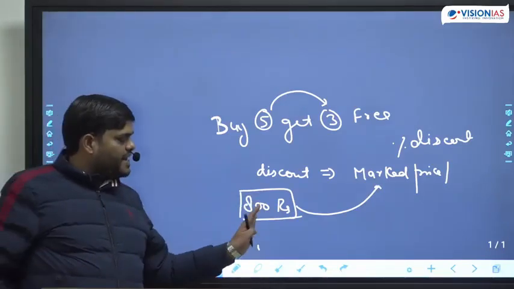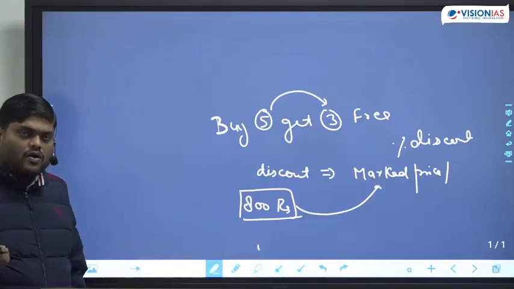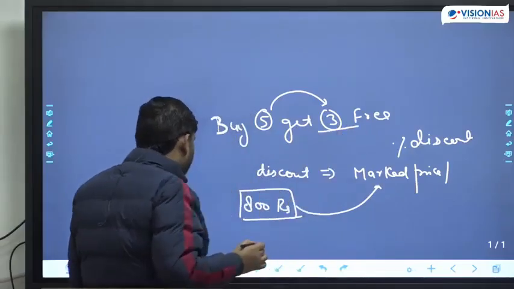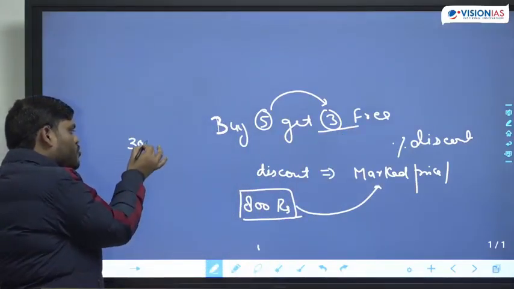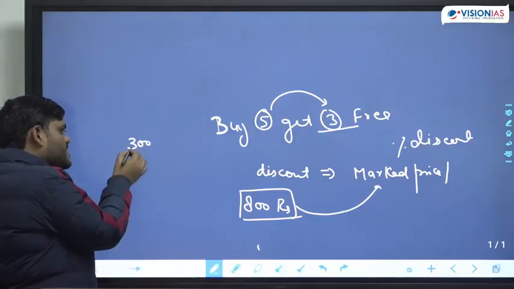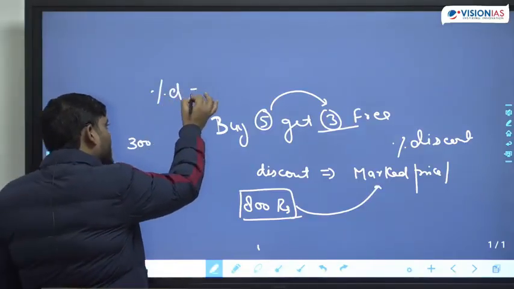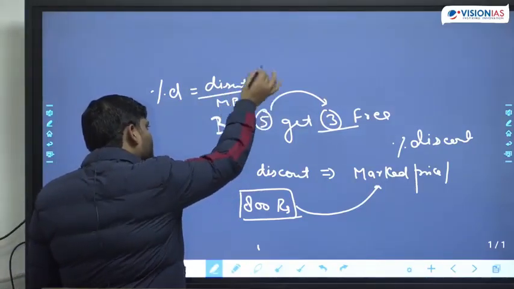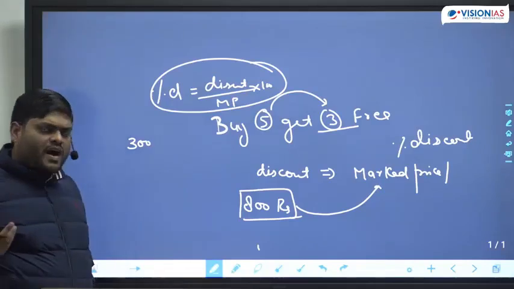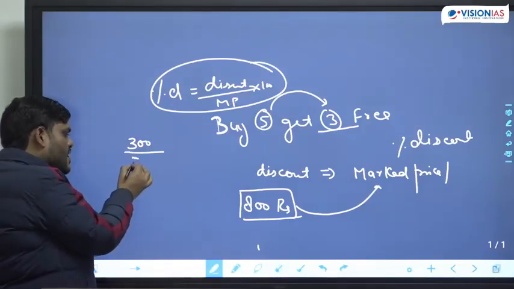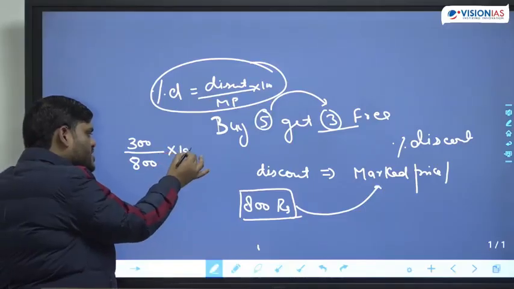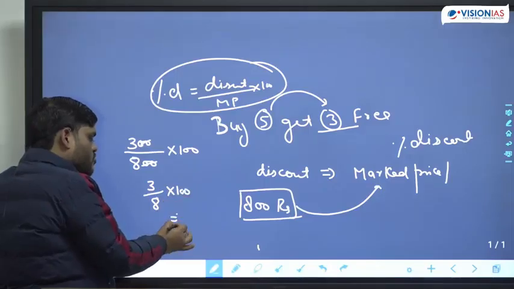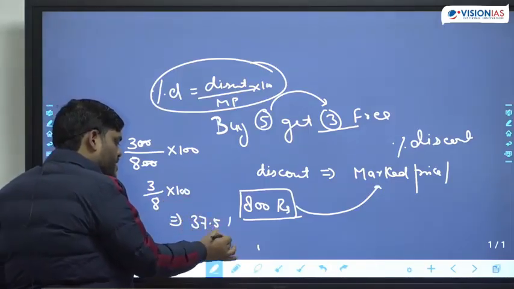So the total mark price is 800 rupees. Now, how much discount is the shopkeeper giving? The shopkeeper is giving 3 items free, that means 300 rupees discount. So how do we find the percent of discount? Percent of discount is discount upon mark price into 100. Simple thing: discount is what percent of mark price? Discount is 300, mark price is 800. So it is 3 by 8 into 100, and we know that 3 by 8 is 37.5%.